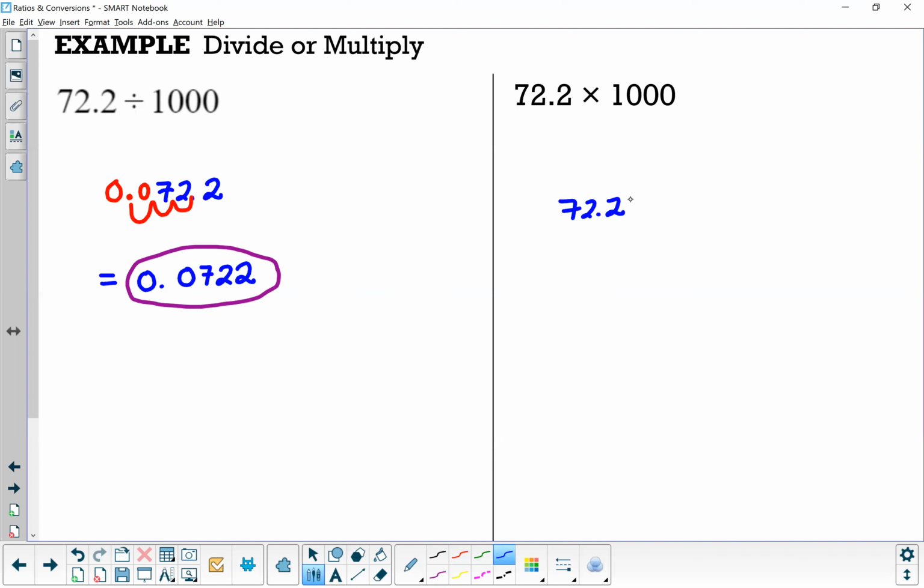Okay, 72.2 times 1,000. So this time we shift the decimal point 3 digits to the right for 1,000. So we have 1, 2, 3. So we need to add 2 zeros. Technically, the decimal point is at the end of that number, but since we have a whole number, we don't need to write it. So we have 72,200 as our answer here.